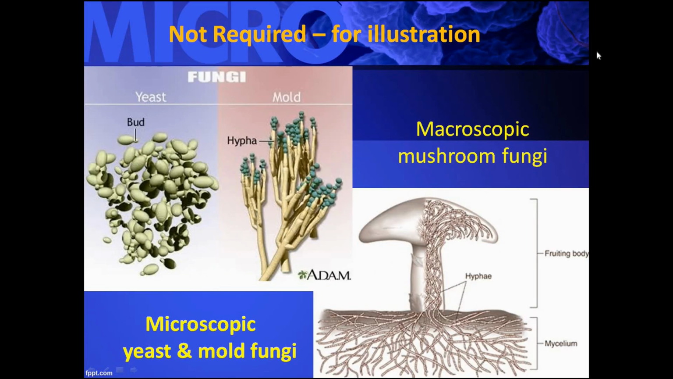These are the fungi, the shapes of fungi, the types of fungi. We have the yeast and the mold. Yeast is الخميرة and mold is عفن. Yeast is unicellular fungi, while mold is multicellular. They have the typical hyphae structure.